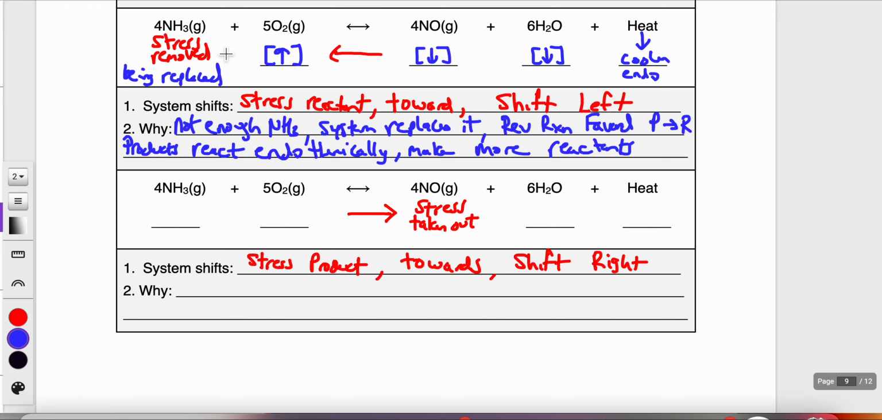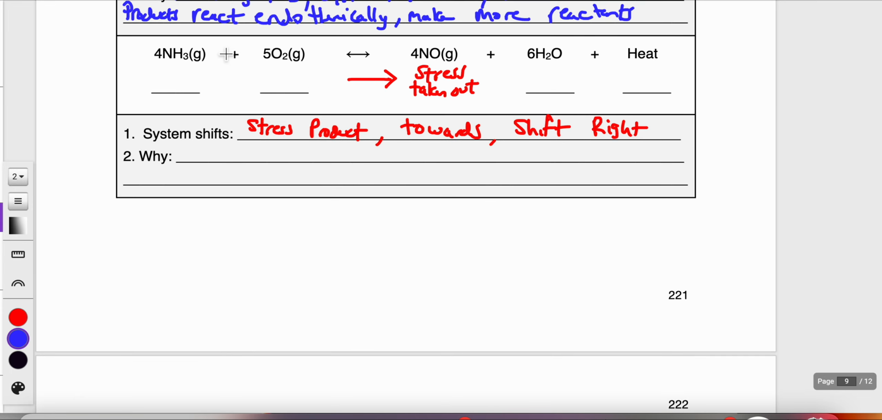And let's look at our last example here. So NO was the stress. Some of it was taken out, and we identified, since the stress is a product, the system is going to shift towards that, and so the system shifts right. So now there's not enough NO. There's not enough of the nitrogen monoxide in the system.